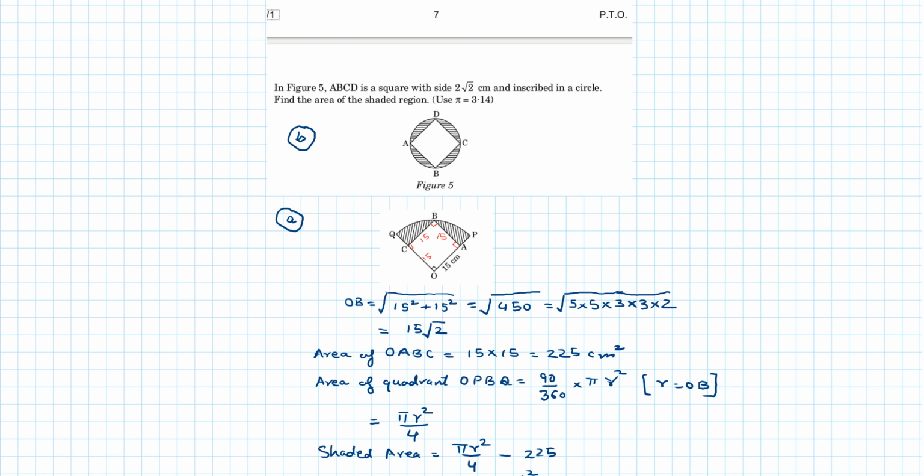If we are given one side, it means all sides of a square are equal, these are 15. So what is OB? That is basically the diagonal. OB is equal to square root of 15 square plus 15 square, that becomes 15 root 2. But OB is also the radius of this arc. So area of OABC, which is basically the square, is 15 into 15, 225 cm2.